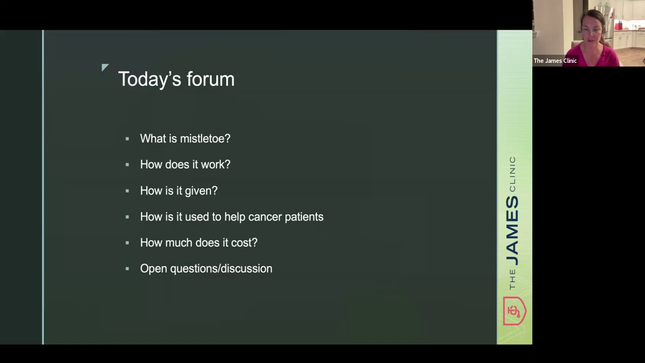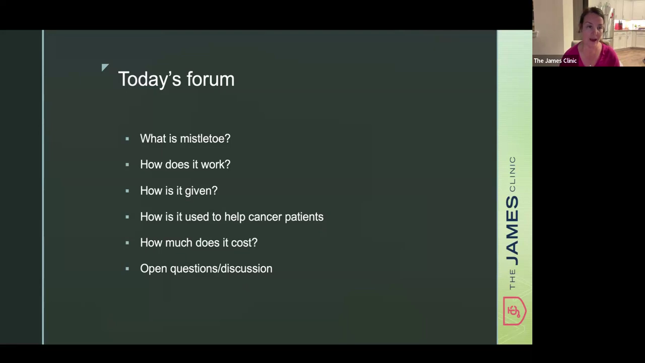Of course, the cost is going to be a key determinant for everyone. So we'll go over that. And then again, open questions and discussion. And as we start out, I want to mention I have a couple of references here that I'll probably refer to. This is from the field of anthroposophic medicine.